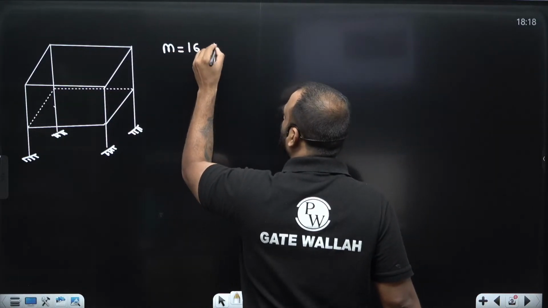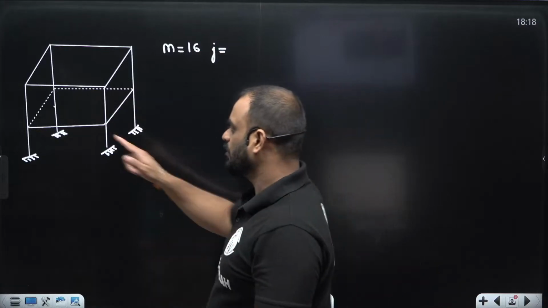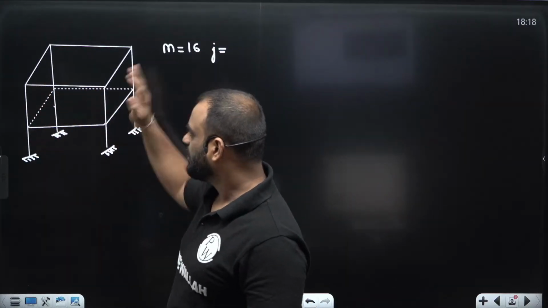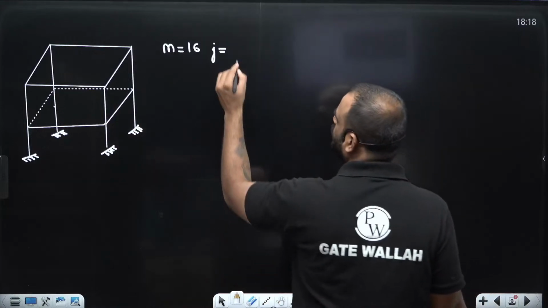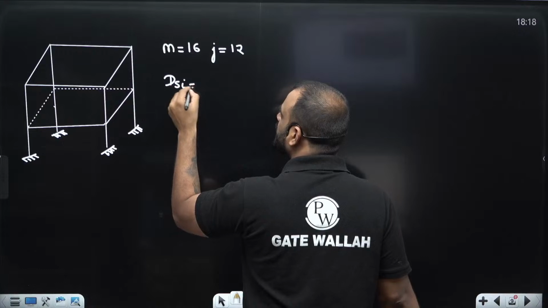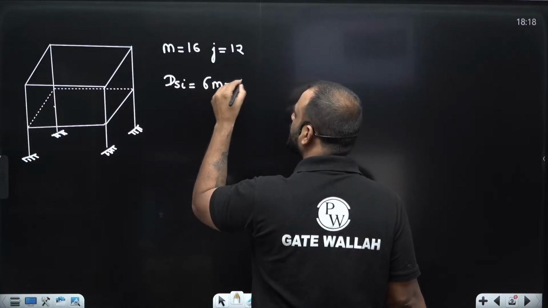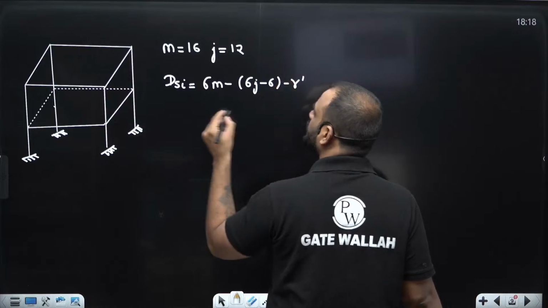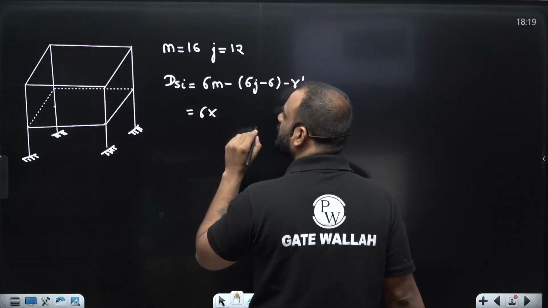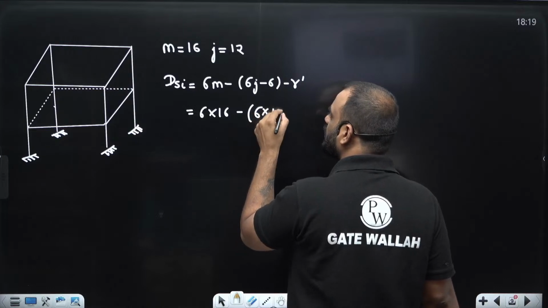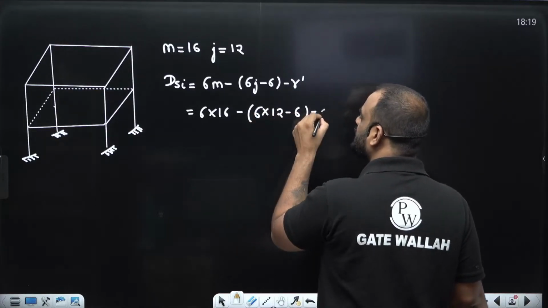Okay. Now the question is, how many joints we have? 1, 2, 3, 1, 2, 3, 1, 2, 3, 1, 2, 3. That means 3 into 4, that is equal to 12. So let us calculate the value of DSI. It is 6M minus 6J minus 6 minus R dash. In this particular case, how many members we have? 16. Minus 6 into J, that is 12. Minus 6 minus R dash is 0.